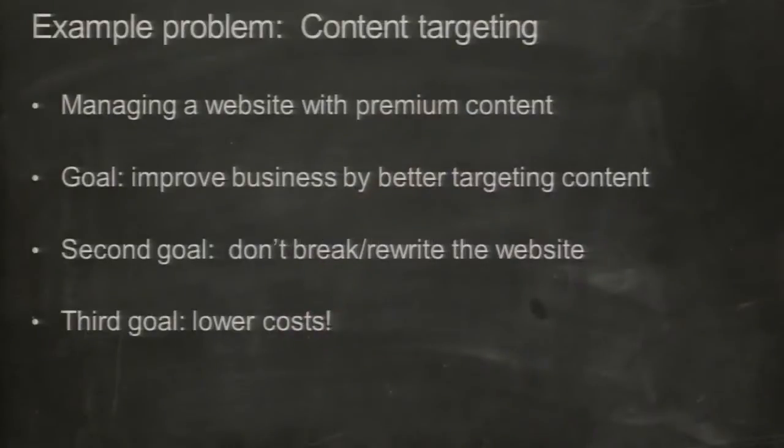So let's talk about the problem. To make this a little more concrete, say you've got a website with premium content, and your goal is to improve your business by better targeting this content. So you could just show every user everything, but you could do a lot better if you start showing specific users things that you think they're likely to want to see or purchase. So your goal is to improve your targeting, improve your business.